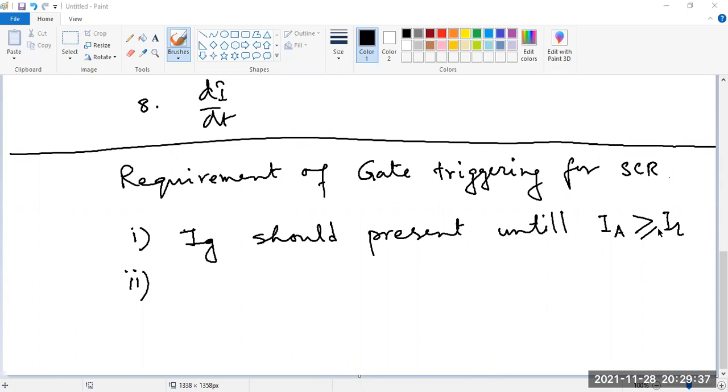Sir, can we say that the gate current should not be continuously applied, to reduce the power loss? Anyway, if a small gate pulse is enough, why should we go for a wider gate pulse? Now, what is your point?